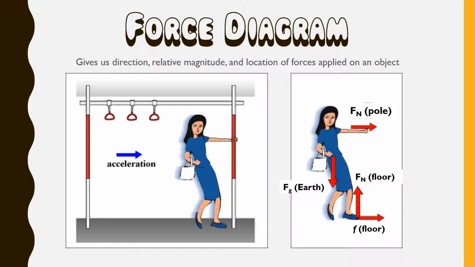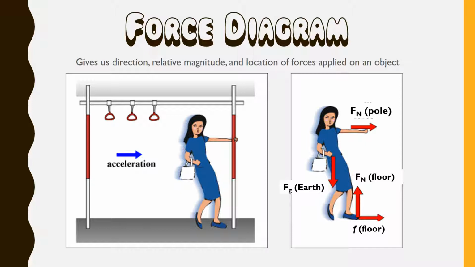The normal force from the pole, we see that that's pointing to the right, and it's labeled with its symbol as well as the object that's exerting the force. Remember, we commonly call that the agent. There's also a gravitational force acting on her, pointed downward or toward the center of the earth, and that acts on her center of mass, which is why you can see that arrow is pointed downward here.